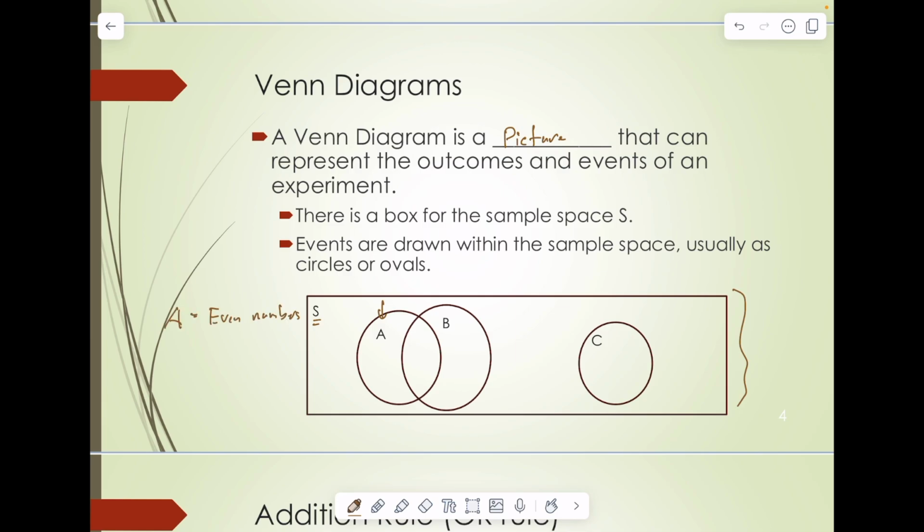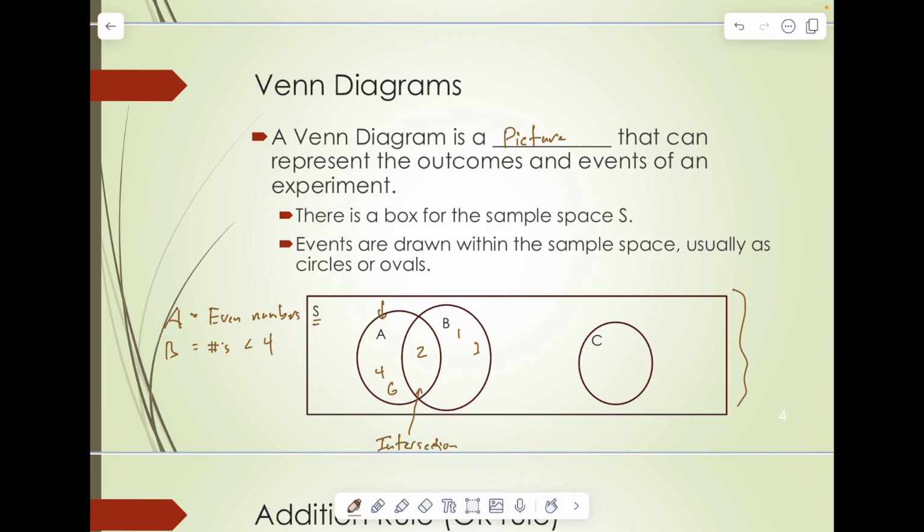And so what would be in set A? 2, 4, 6. Okay, and then B, what if B were numbers less than 4? All right, then B would contain 1, 2, and 3. Now 2 is in both of these events, so it'd be better to write 2 right there. It's in both. See, it's still in A, and it's still in the circle B. But it's in both of them, so I'm going to put it in this overlapping area here. This is called the intersection.